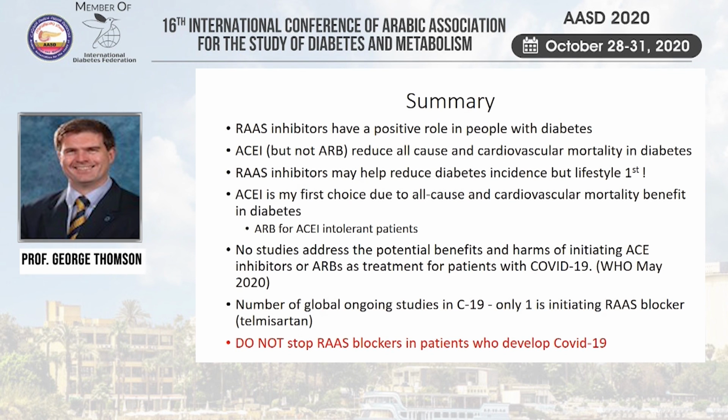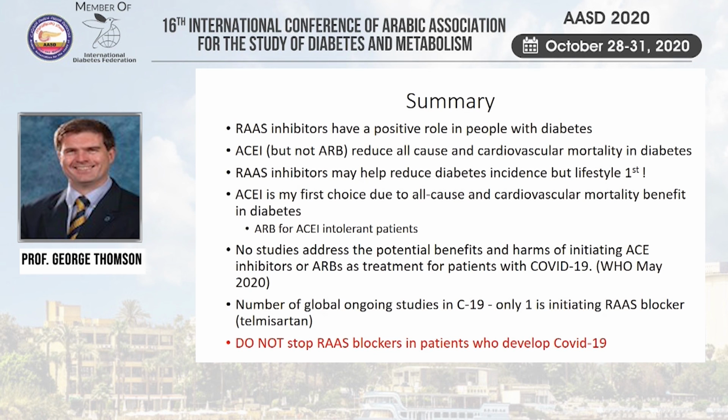The RAAS inhibitors have, I think, a clearly demonstrated positive role for lots of reasons in people with diabetes. The ACE inhibitors, but not angiotensin receptor blockers, reduce all-cause and cardiovascular mortality in people with diabetes. The RAAS inhibitors as a group may help reduce diabetes incidence if you have to treat patients for other reasons with this group of drugs, but lifestyle for me still comes first.